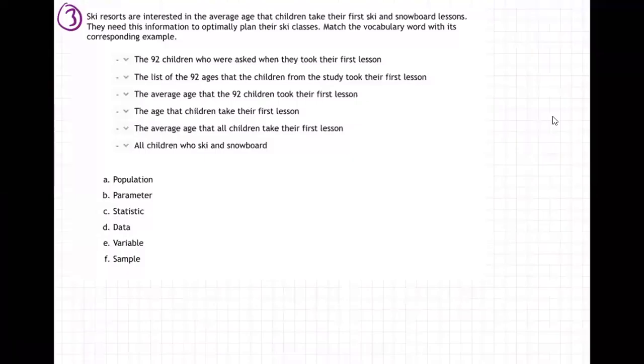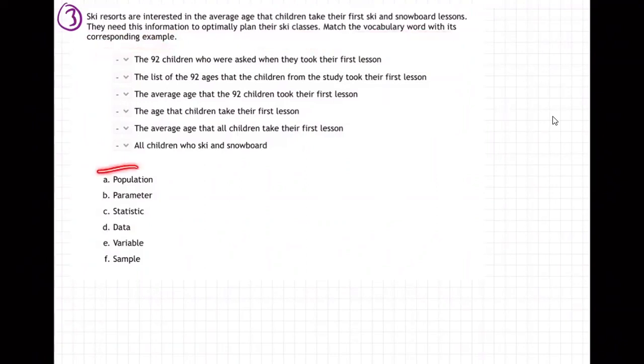Ski resorts are interested in the average age that children take their first ski and snowboard lessons. Why do they care about that? Well, that's going to have to do with marketing, and they're trying to get customers, skiers to come. They need this information to optimally plan their ski classes. I guess that too. Match the vocabulary word with its corresponding example.